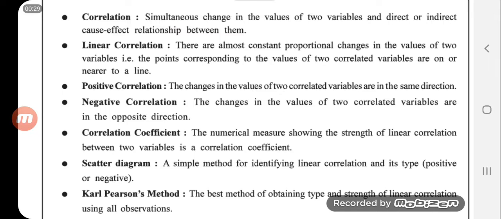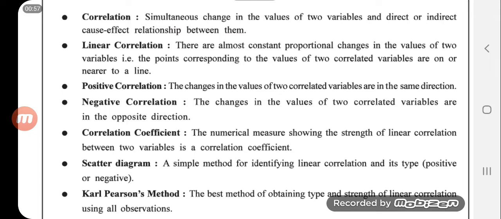The second term is linear correlation. There are almost constant proportional changes in the values of two variables, that is, the points corresponding to two correlated variables are on or nearer to the line. When I was teaching you the scatter diagram method, I told you a linear correlation means it will form a straight line either upward or downward, or the values will be nearer to that line. Then it is called linear correlation.